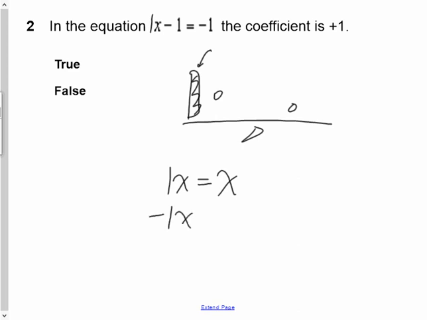Same thing with a negative x. When it's a negative 1x, that is the same thing as just a negative x. So just be sure that a 1x and an x are the same thing, and a negative 1x and a negative x are the same thing. So the answer to this one is true. They are the same thing.